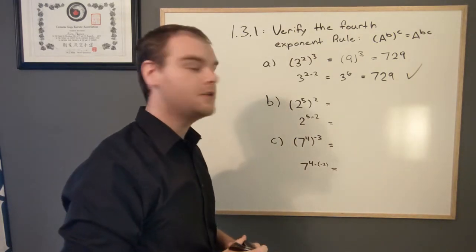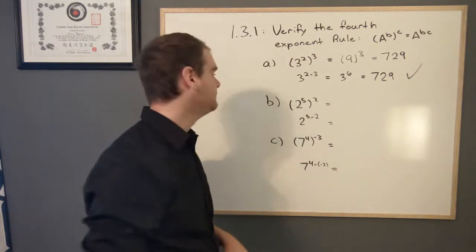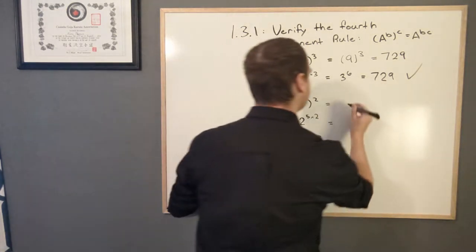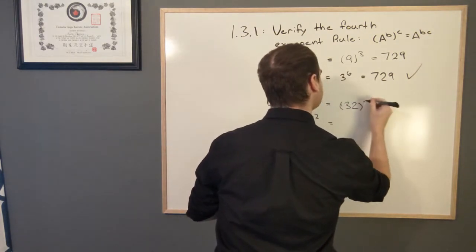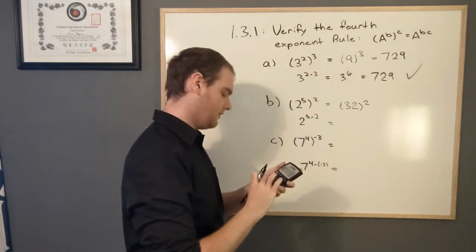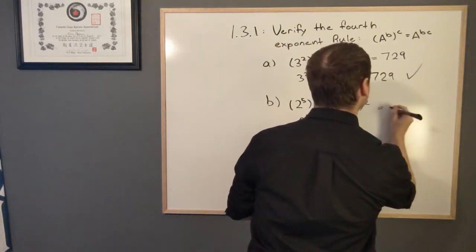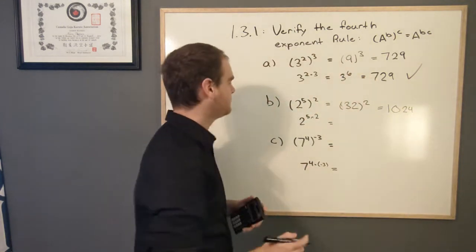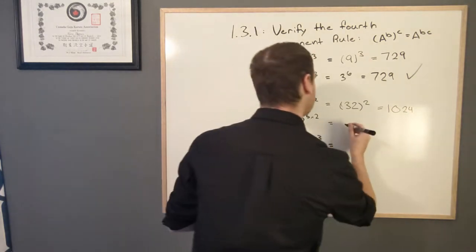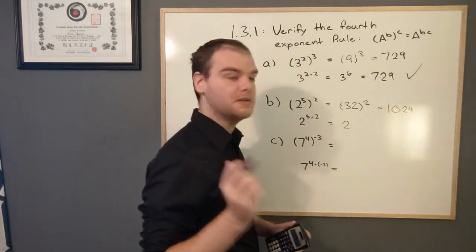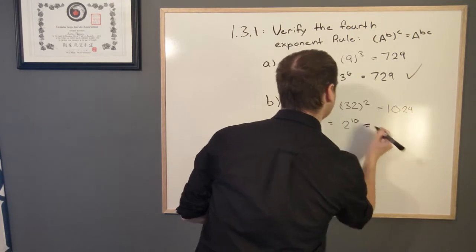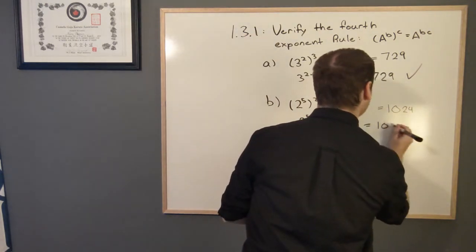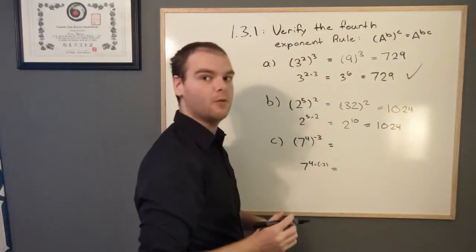Next, we have 2 to the 5th power, all of that squared. So first, we do 2 to the power of 5, which is 32, squared, is 1024. Now we multiply our powers. So we have 2 to the 5 times 2, which is 10. And 2 to the 10 is indeed 1024.